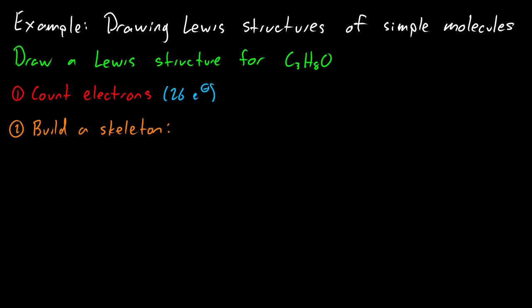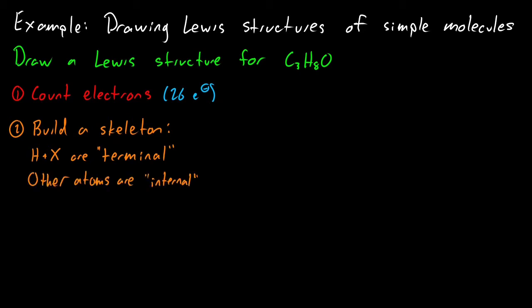The next step in the process would be to build a simple skeleton. Now, when we're building this skeleton, we want to keep a few things in mind. First, that hydrogen and halogen atoms are usually terminal. Typically, they're only connected to one other atom, so we never want to start building a structure with one of those atoms unless we have a very good reason to do so.